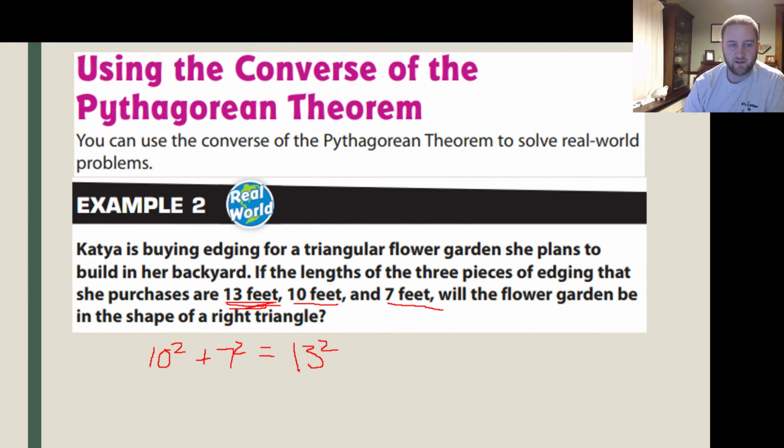Okay, 10 squared is 100, 7 squared is 49, 13 squared is 169. Okay, 100 plus 49 is 149. Is that equal to 169? No, it is not. Okay, so no, this would not be in the shape of a right triangle. Okay, so hopefully this makes sense for you.